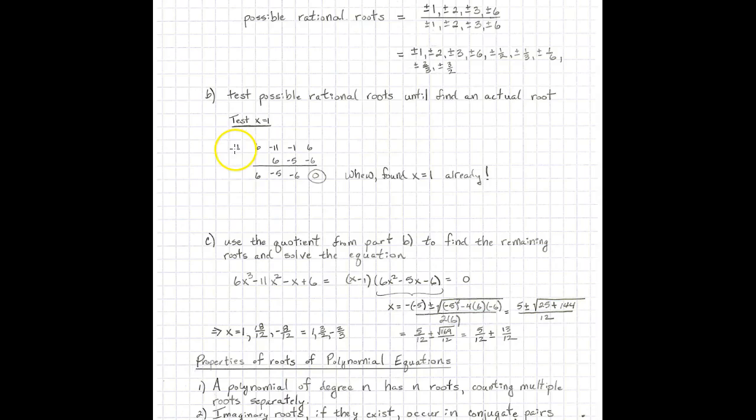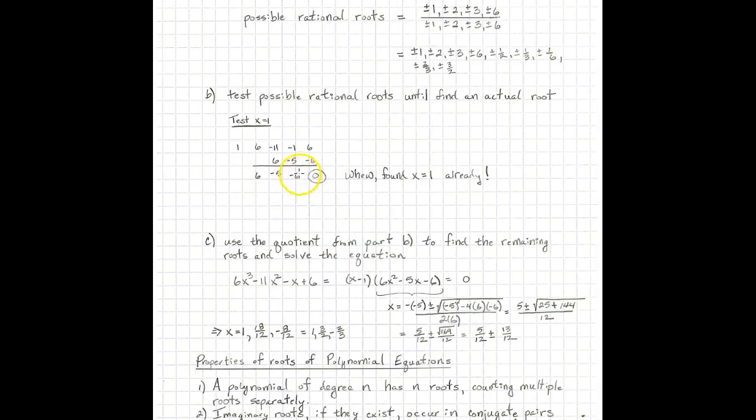So when I do synthetic division for x equals 1, it works out. I get a remainder of 0. And we found x equals 1 already. That means a factor of that polynomial, 6x cubed minus 11x squared minus x plus 6, a factor is x minus 1 because x equals 1 is a root.